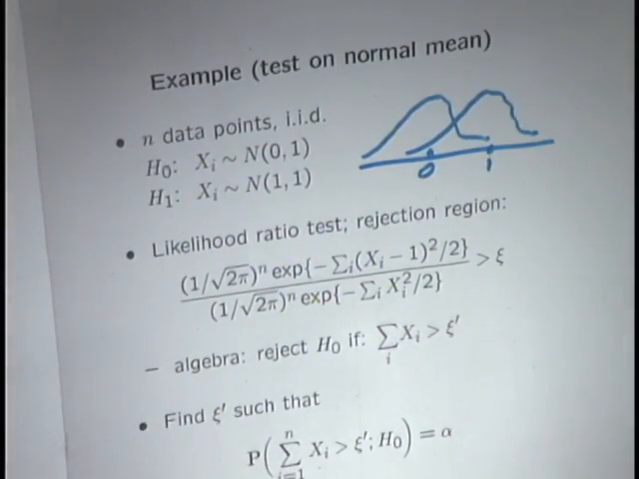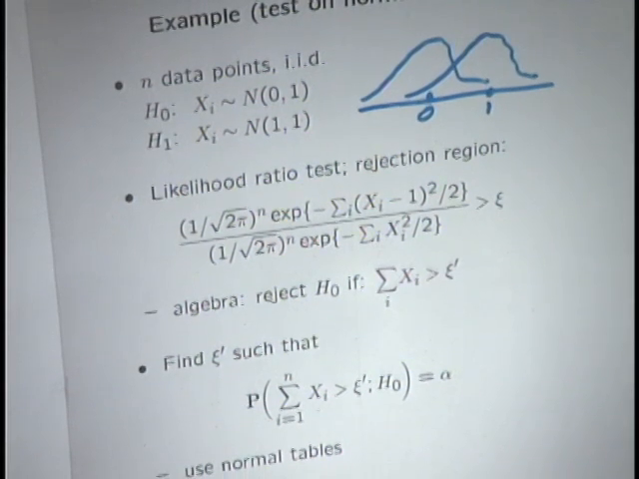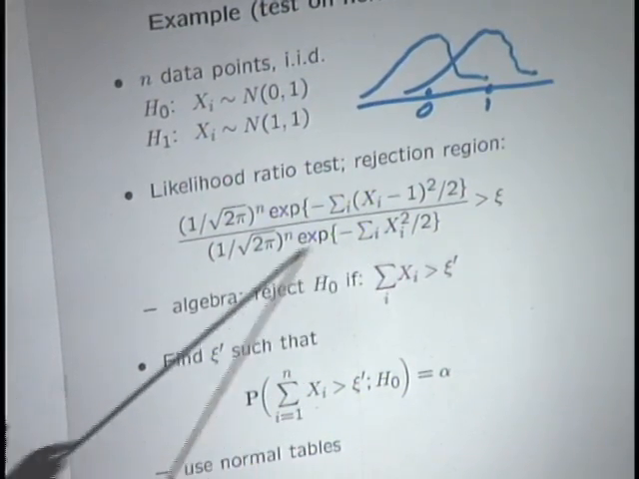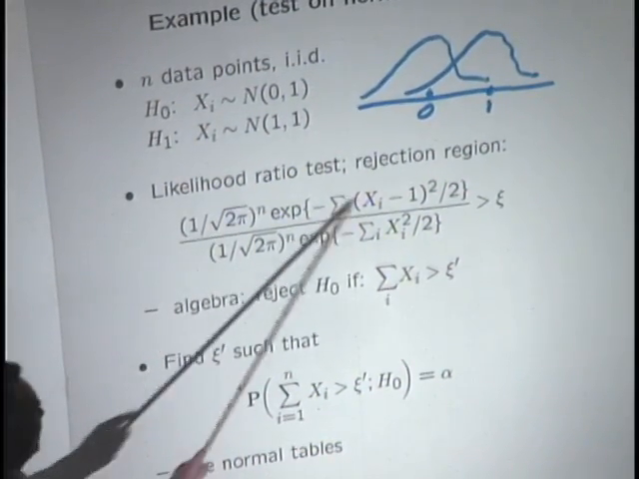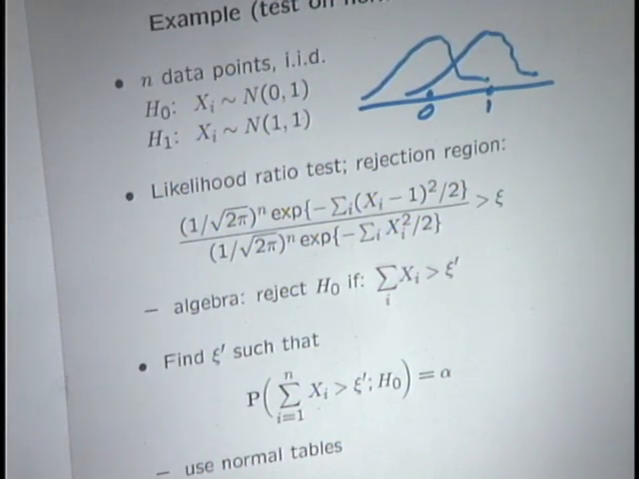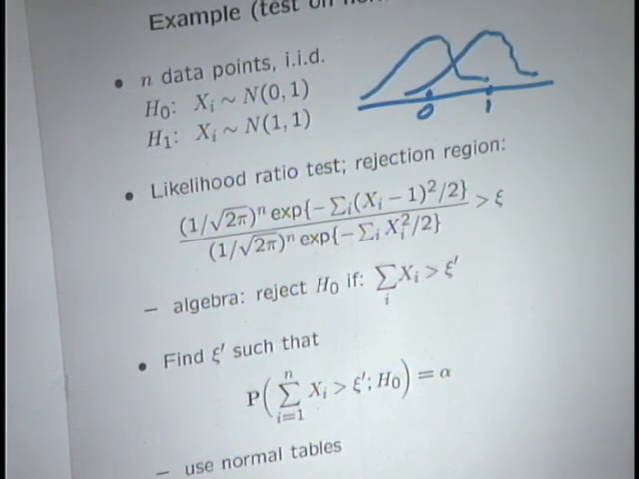So what you do is you write down the likelihood ratio. The density for a vector of data, if that vector was generated according to H0, which is this one, and the density if it was generated according to H1. Since we have multiple data, the density of a vector is the product of the densities of the individual elements.